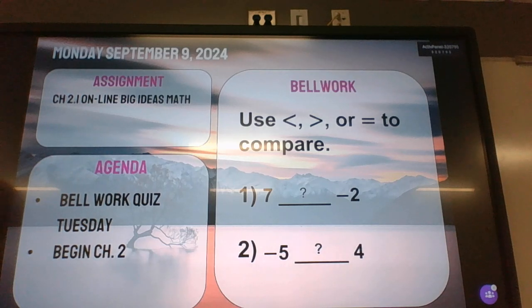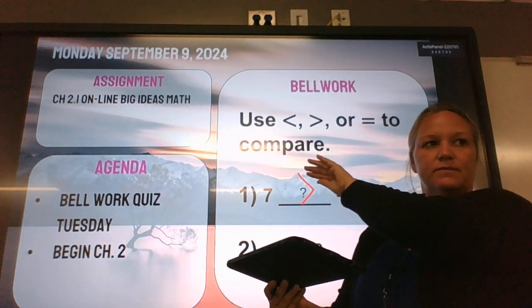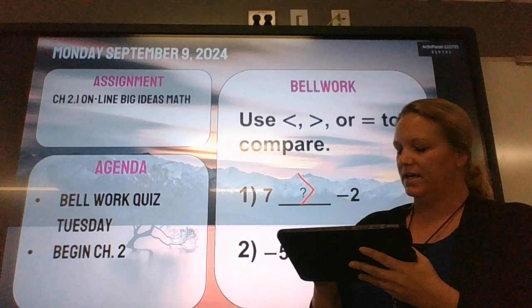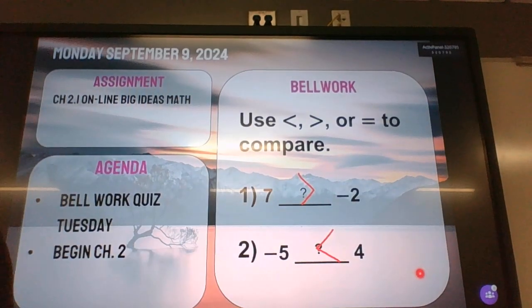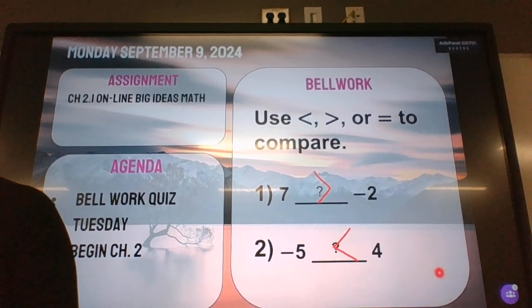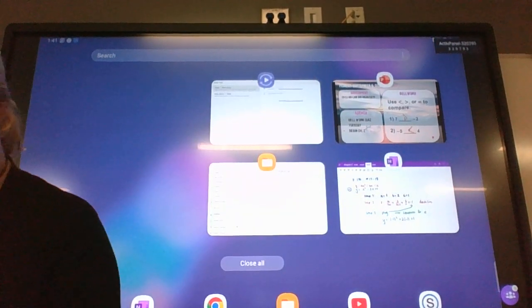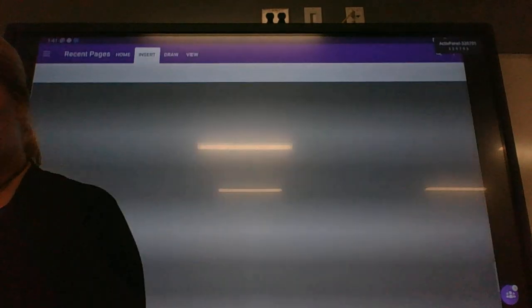Alright, so I'm going to say that 7 is greater than -2. Did you guys write your symbol correctly? No, Miss, I was this way. And -5 is less than 4. Any questions on bell work?